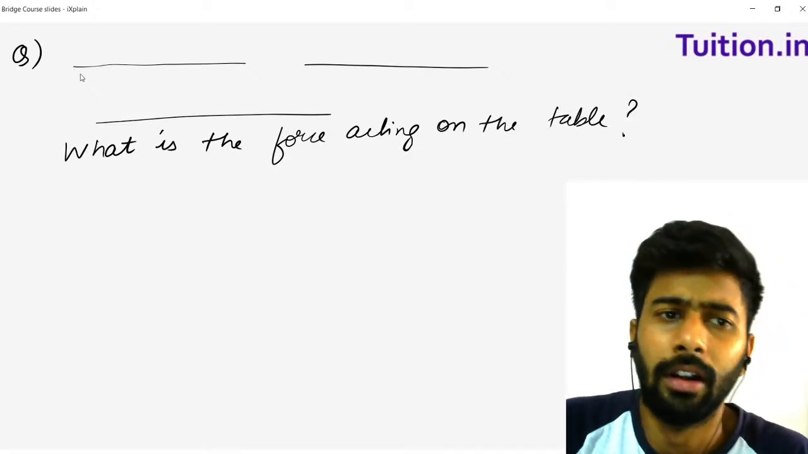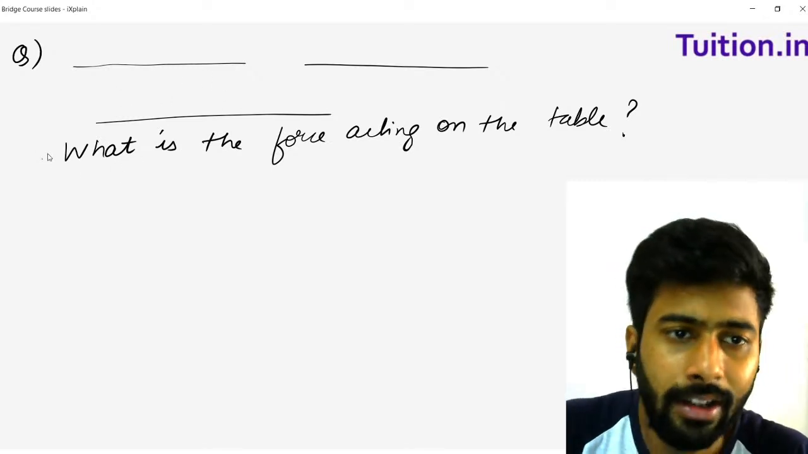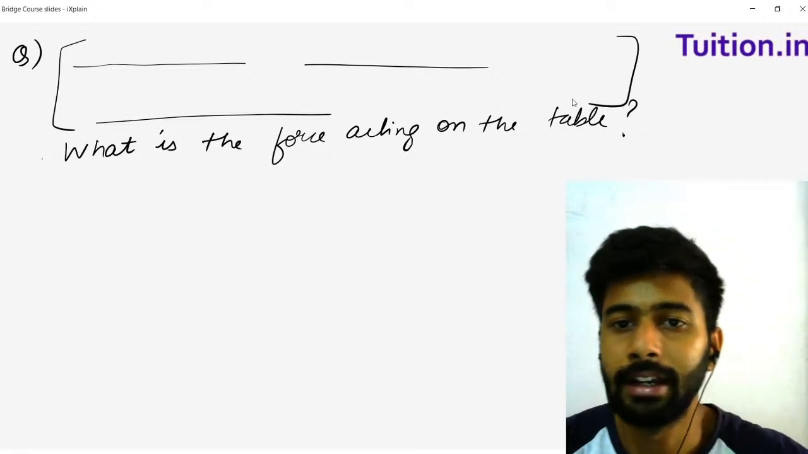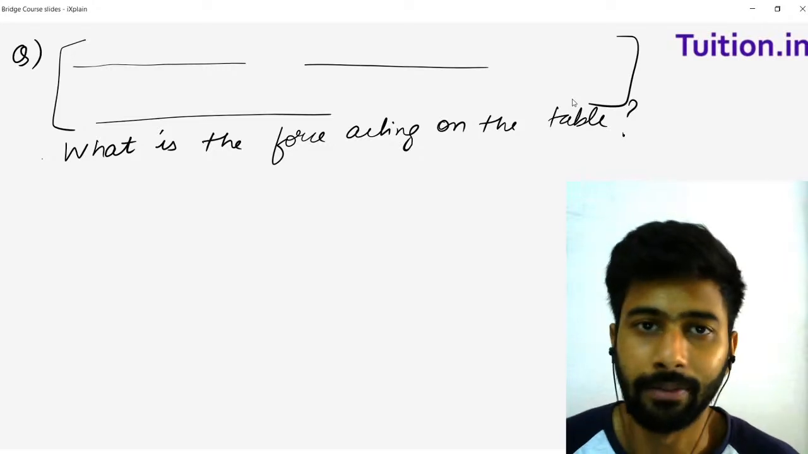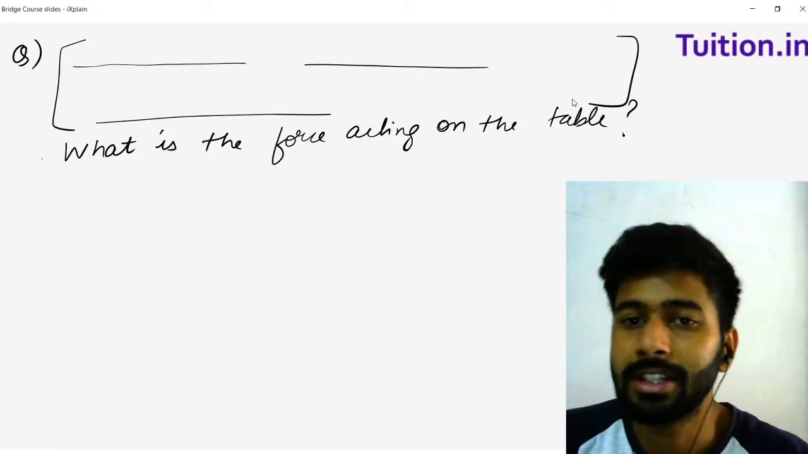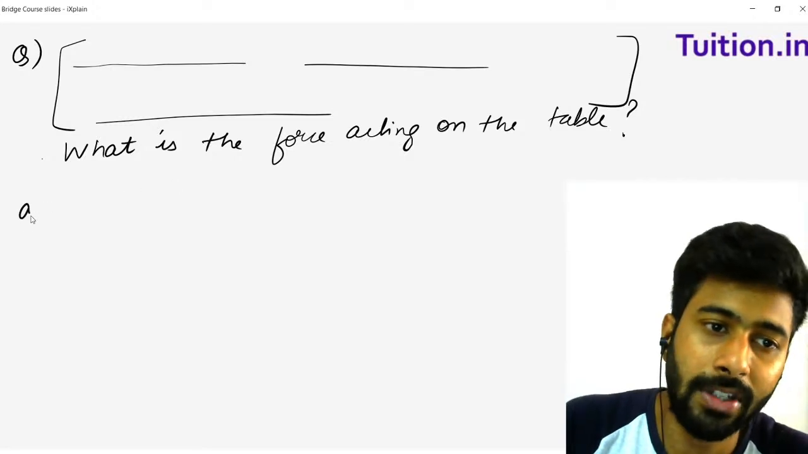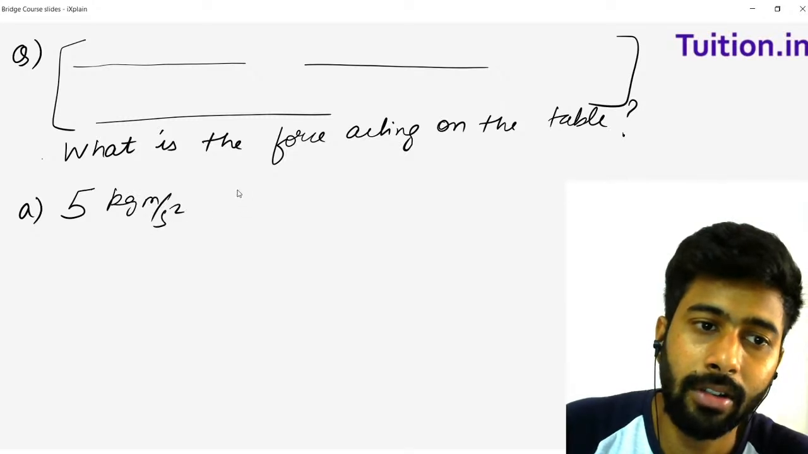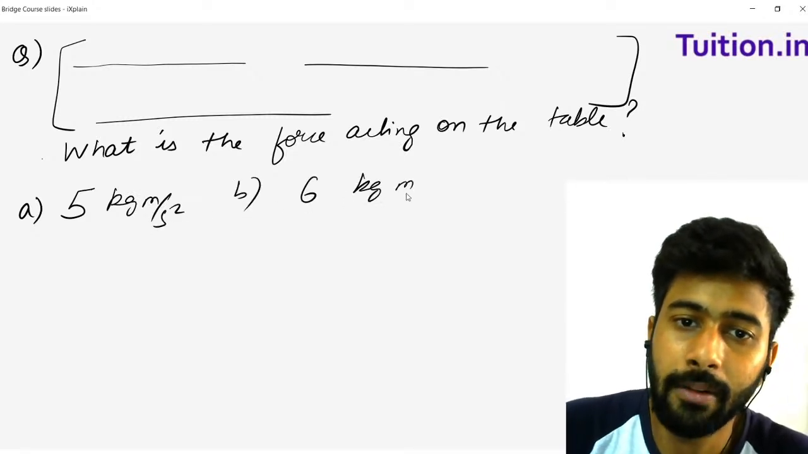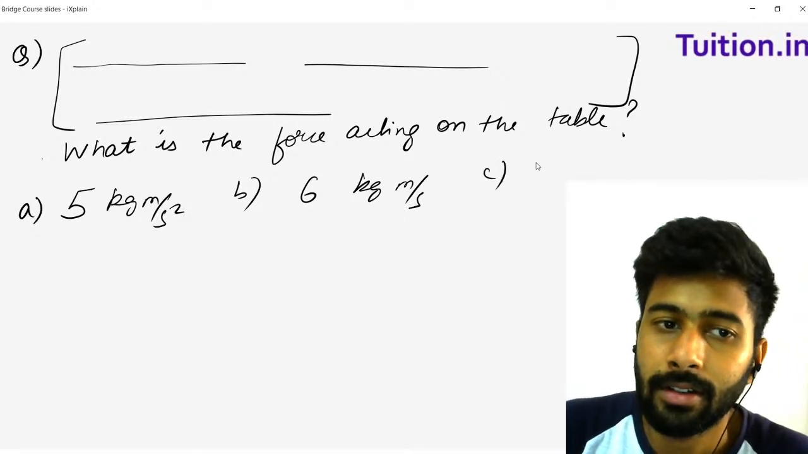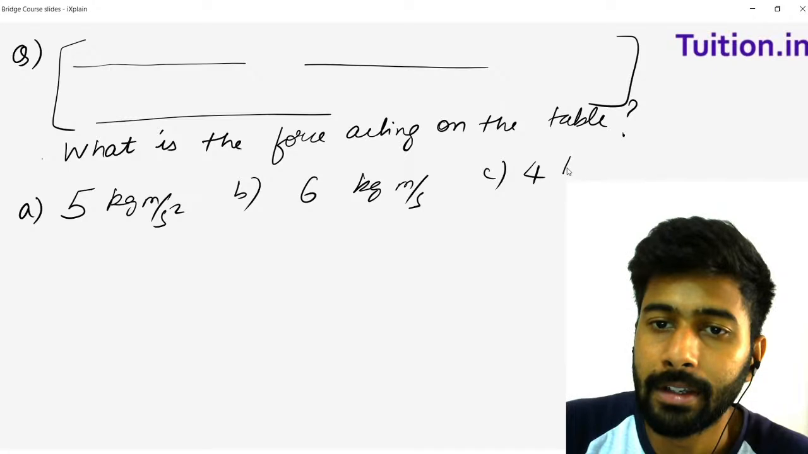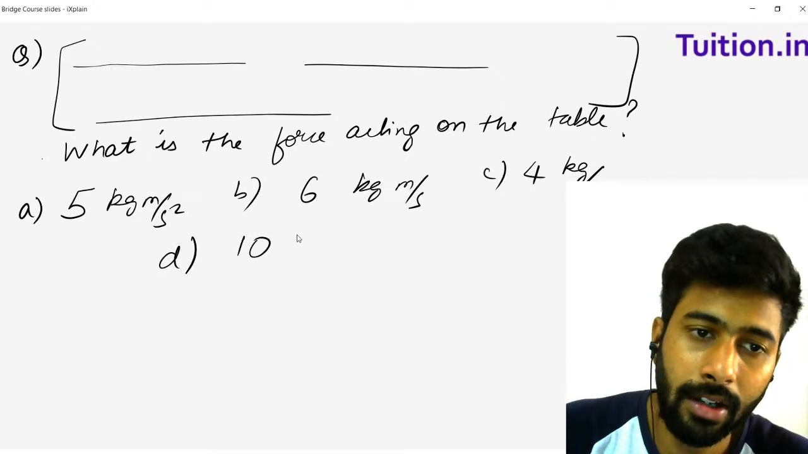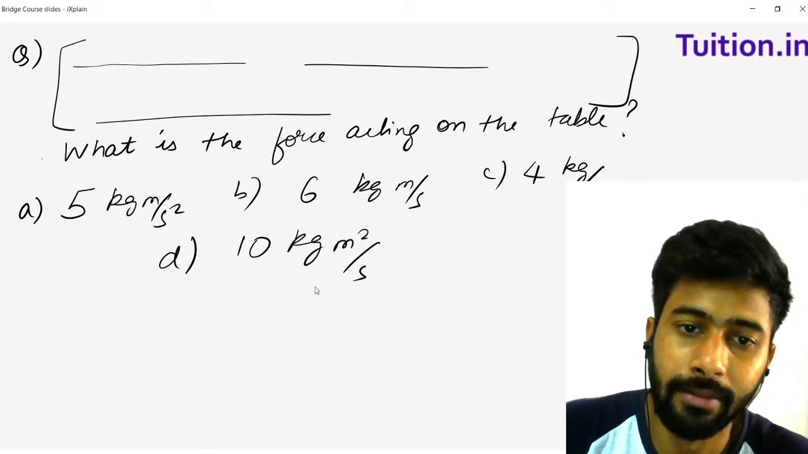Right. What I'm trying to say here is, before this line, there is some information about what is happening on the table, like somebody is pushing it with something and some block is on the table, something is happening. I don't know, it can be anything. But ultimately the question is asking, what is the force acting on the table? And the options are 5 kg meter per second square, 6 kg meter per second, 4 kg per second, and option D is 10 kg meter square per second.